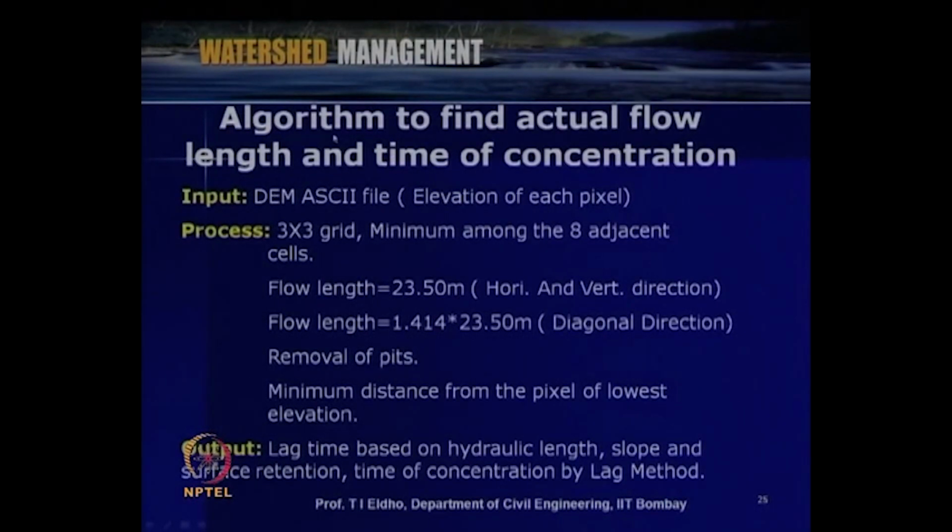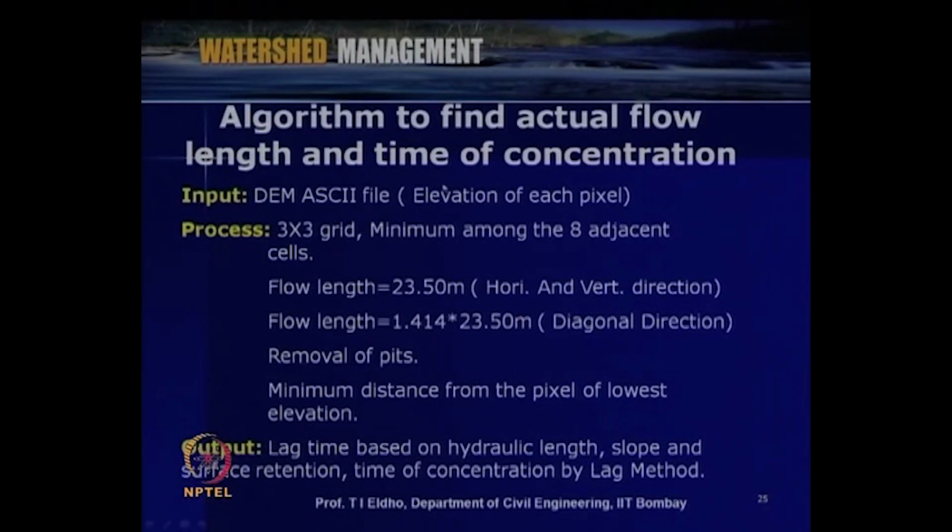Now the algorithm to find actual flow length and the time of concentration. The input, as I mentioned, is given as a digital elevation model in an ASCII file, that means the elevation of each pixel. The process uses a 3 by 3 grid, taking the minimum among the 8 adjacent cells. The flow length is 23.5 meters in horizontal and vertical directions, and 1.414 times 23.5 in the diagonal direction. The removal of pits is done when we develop the digital elevation model, and then the minimum distance from the pixel of lowest elevation is considered. The output is lag time based on hydraulic length, slope, and surface retention, and time of concentration by the lag method.